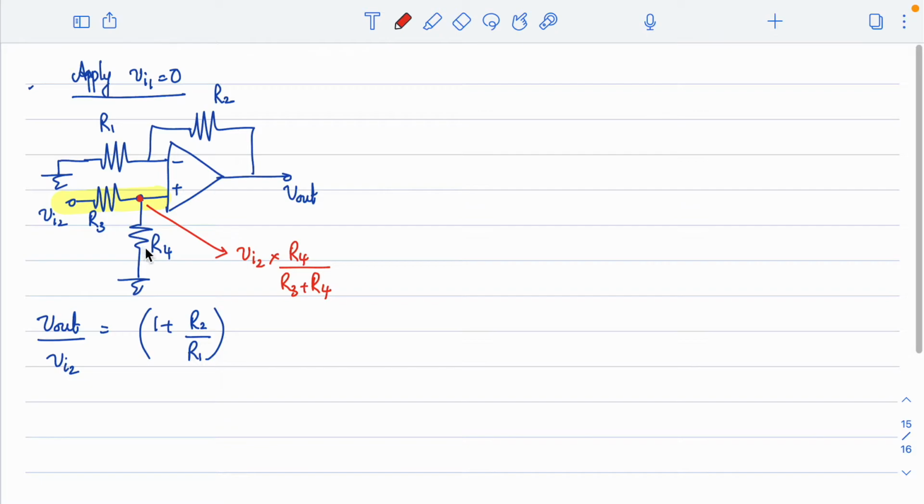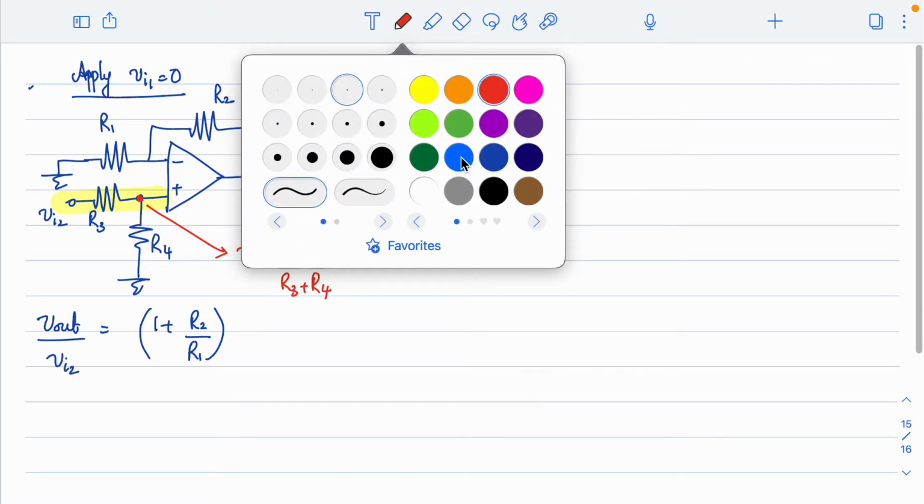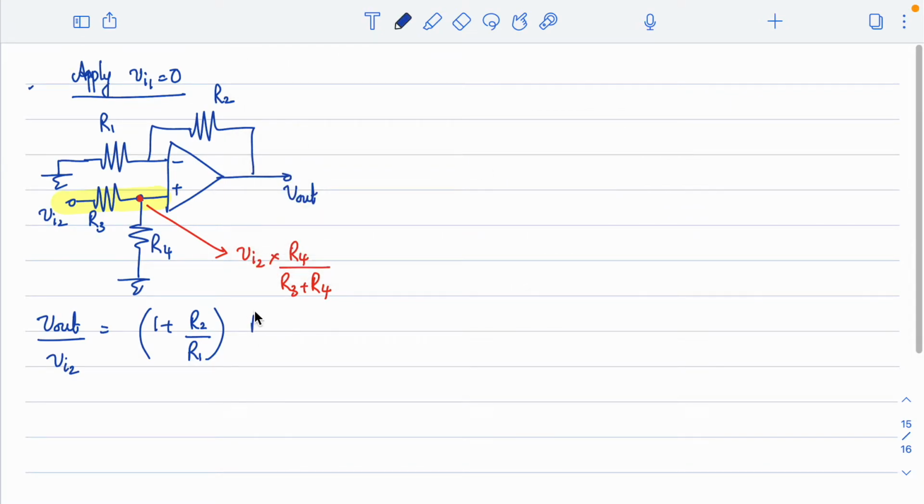So in the absence of R3, R4, the gain is equal to 1 plus R2 by R1. But in the presence of R3, R4, the voltage VI2 will be divided and the voltage available at this point will be equal to VI2 into R4 by R3 plus R4. Alright, so how can I write the gain now? The gain can be written as this into R4 divided by R3 plus R4. Now this is the gain of this non-inverting path, right?